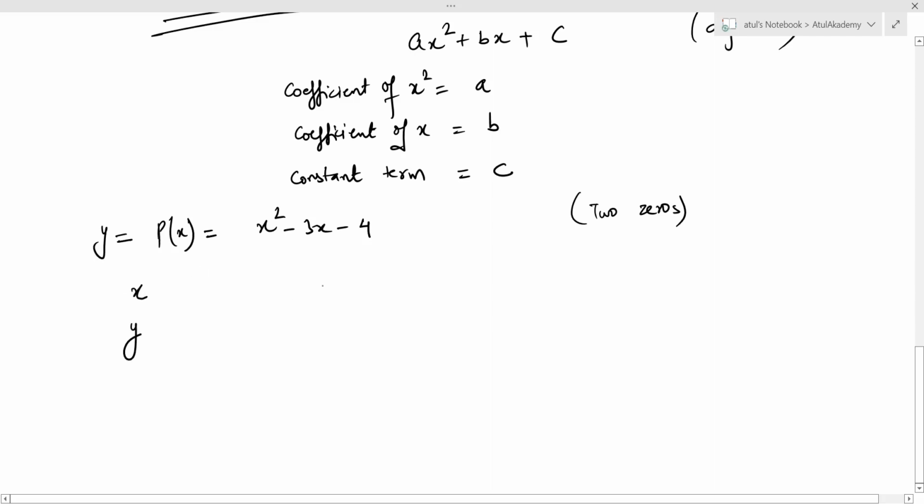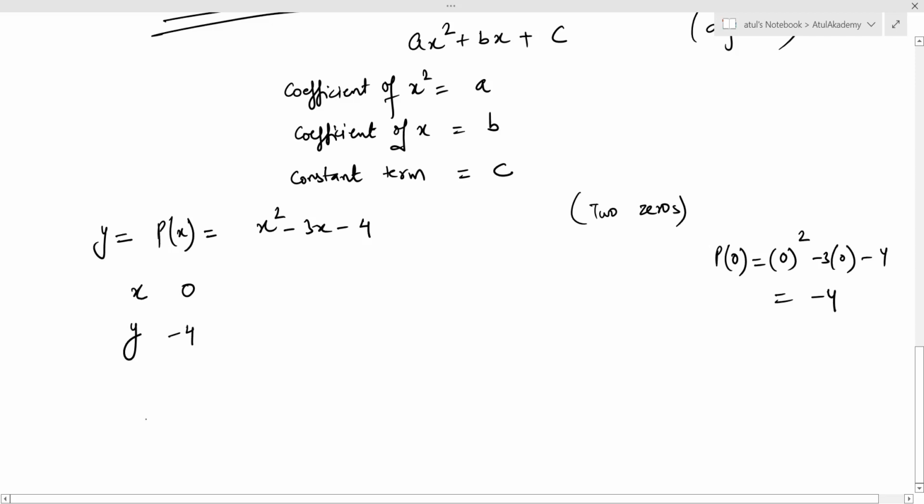Let us take x as 0. I'll show over here how I get the value when x is 0. When I put x as 0, it will be 0 square minus 3 into 0 minus 4. So I'll get minus 4.